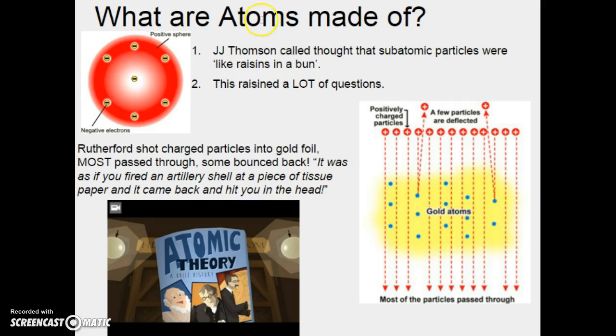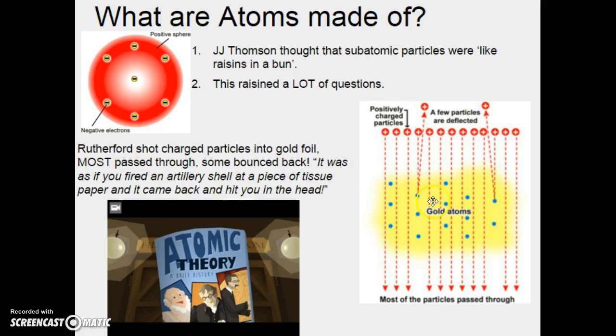However, moving on. So what are atoms made of? Well, historically speaking, J.J. Thomson, a past scientist, thought that the subatomic particles were like raisins in a bun. But this raised a lot of questions. Ernest Rutherford later shot charged particles into gold foil, and most of the charged particles shot through, but some of them bounced back. And the famous phrase came out, "It was as if you fired an artillery shell at a piece of tissue paper, and it came back and hit you in the head."